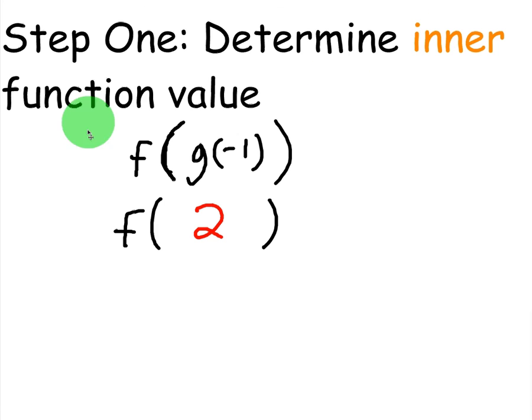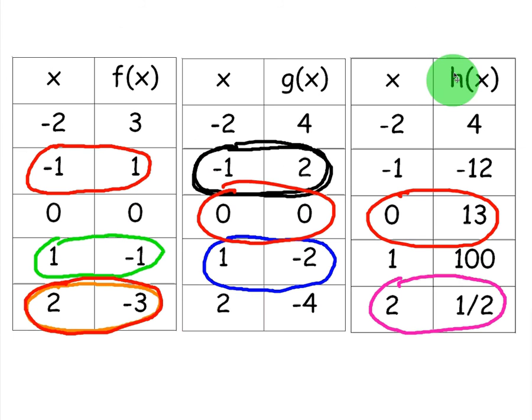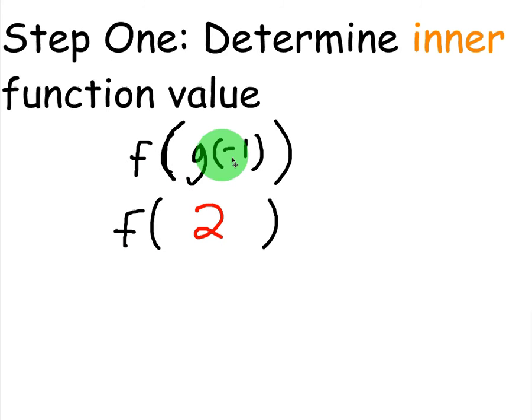Step 1, determine the inner function value. So what is the innermost function here? It's g, right? So we want to figure out what g of -1 is. Then we'll figure out f, which is on the outside. So what is g of -1? Well, first we have to find the g chart and then figure out where -1 is. What's the y value there? It's 2, right? So g of -1 is equal to 2. So I'm going to replace g of -1 with 2, and that completes my first step of determining the inner function value.